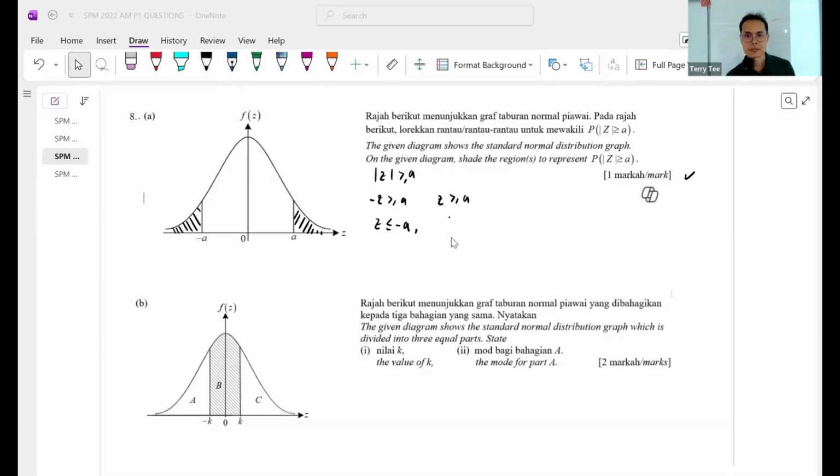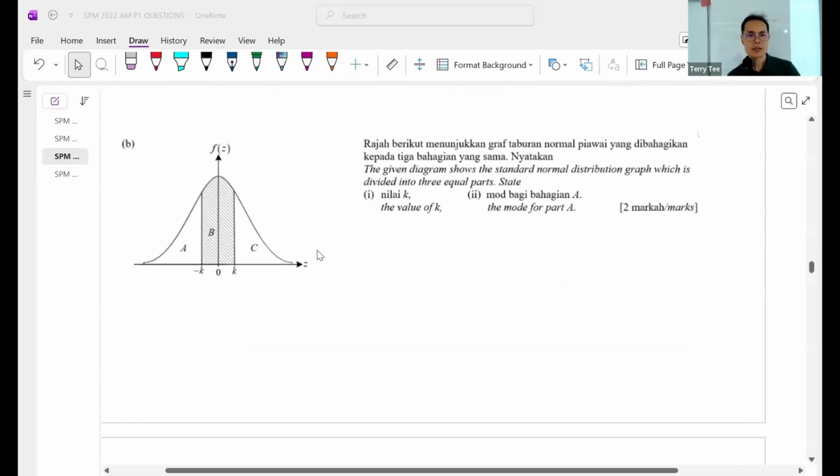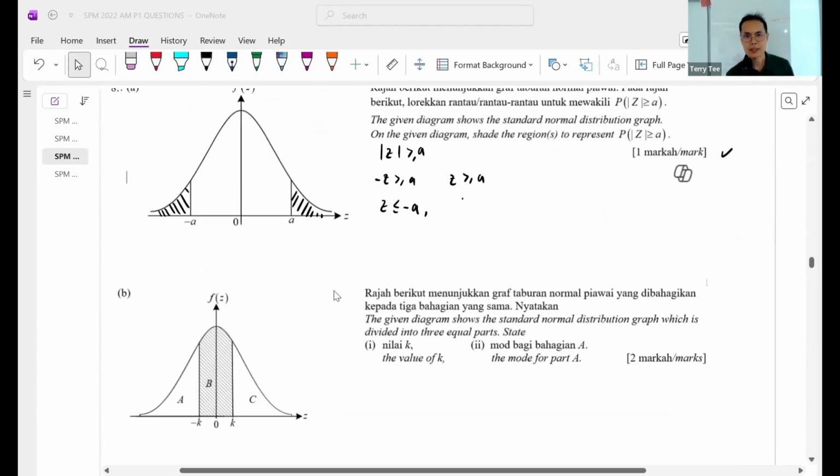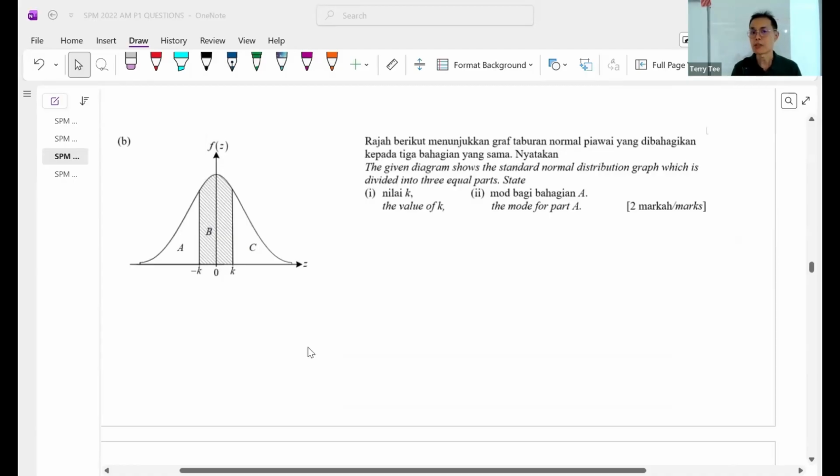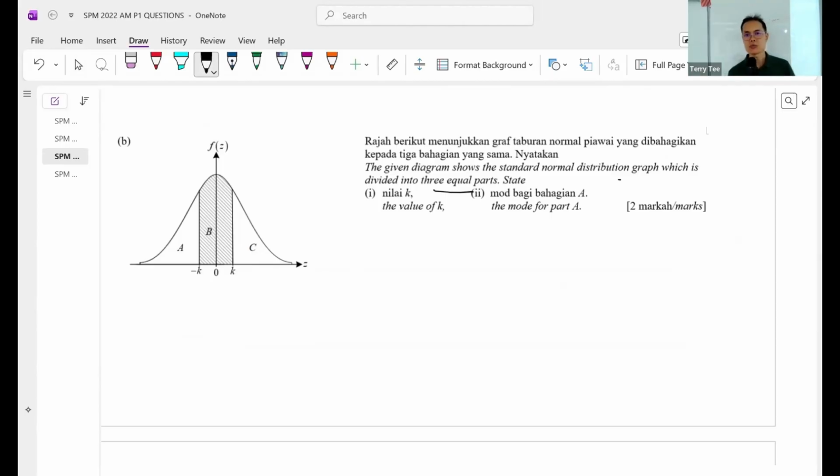Let's talk about the second part. Some of the second part is not related to the first part. You can see they are different. Another standard normal distribution probability graph. They say this graph is divided into 3 equal parts. State the value k. When you divide into 3 parts, we know this area will be 1 over 3, this area 1 over 3, and this area 1 over 3. I think the question shouldn't say state, because it is confusing.